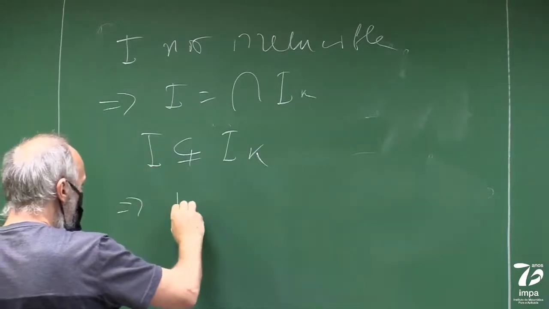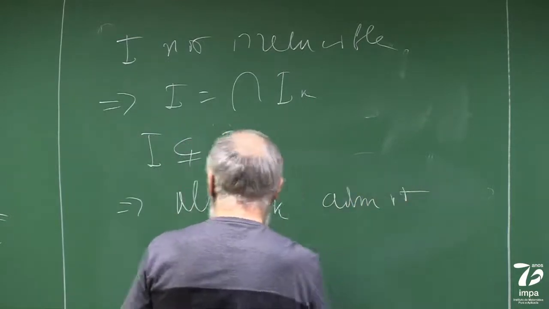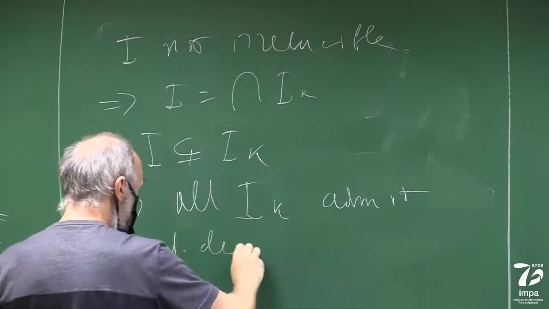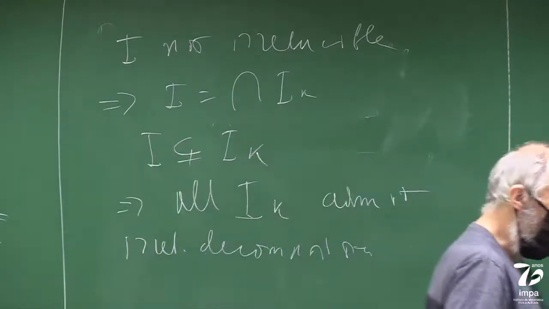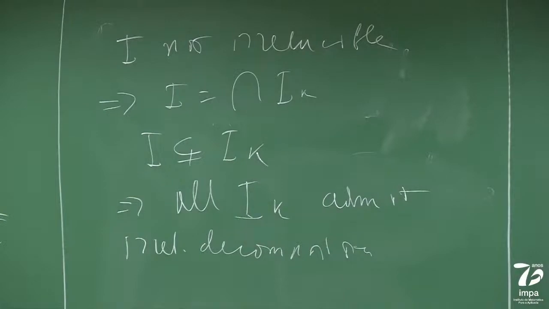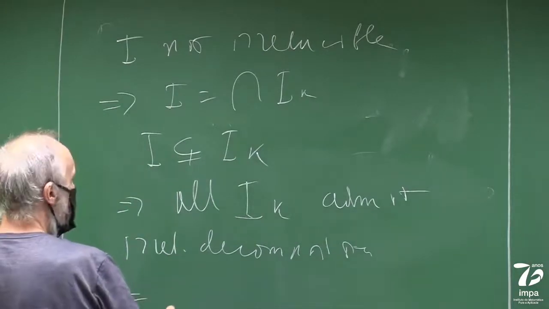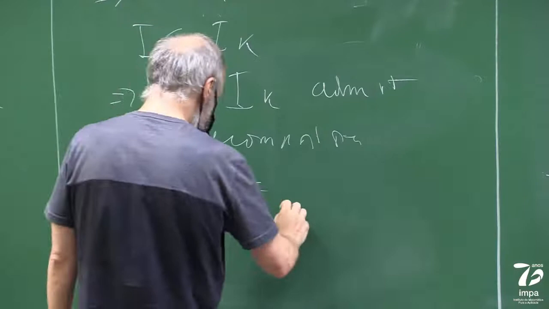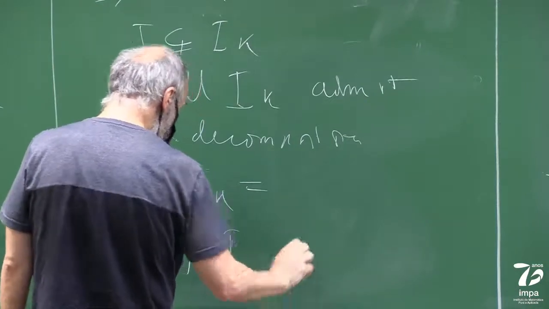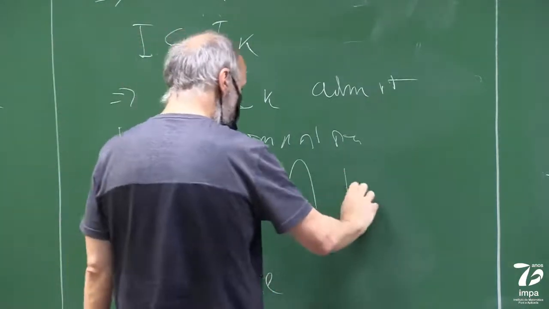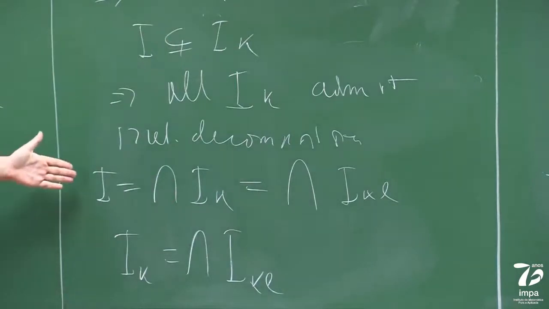But then all I_k admit an irreducible decomposition, because they are strictly bigger, and we know that there is no ideal in R which is strictly bigger than I, which implies that all ideals which are strictly bigger already have an irreducible decomposition. Then I is equal to the intersection of I_k, and each I_k is the intersection of I_kl, which are all irreducible. So we obtained an irreducible decomposition for I, a contradiction.